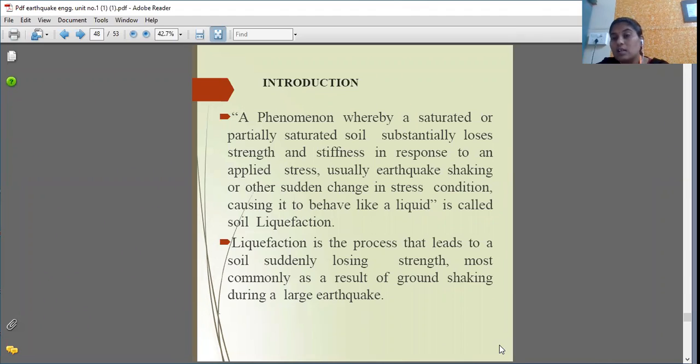And at that time, if the ground water table is available over there, then what will happen? Because of this earthquake movement, because of this frequency of the earthquake, the water at the smaller depth will get moved and will come on top of the surface of the earth in terms of mud.